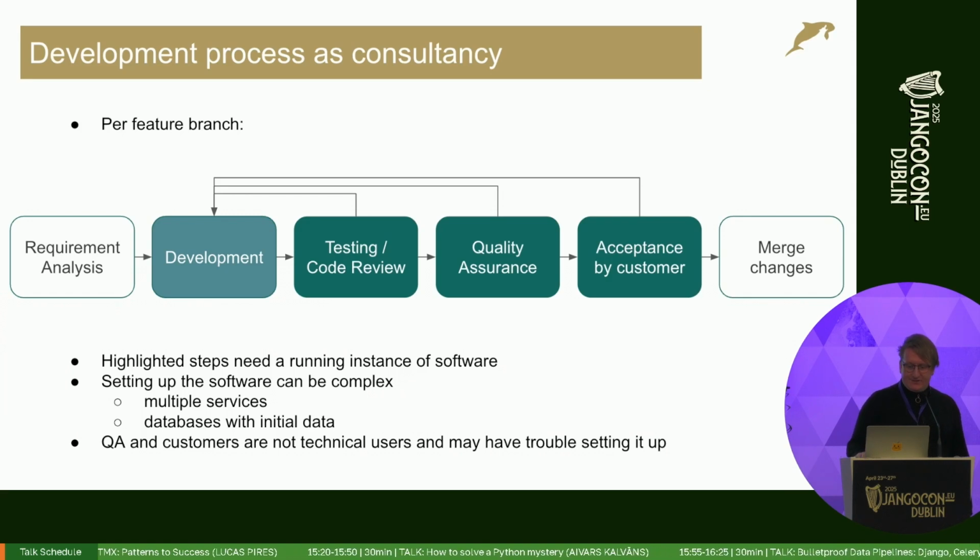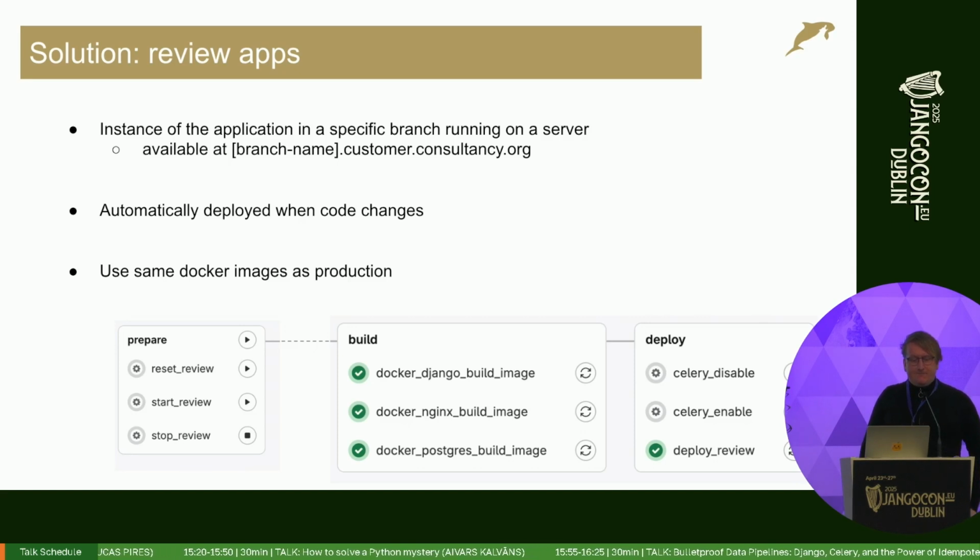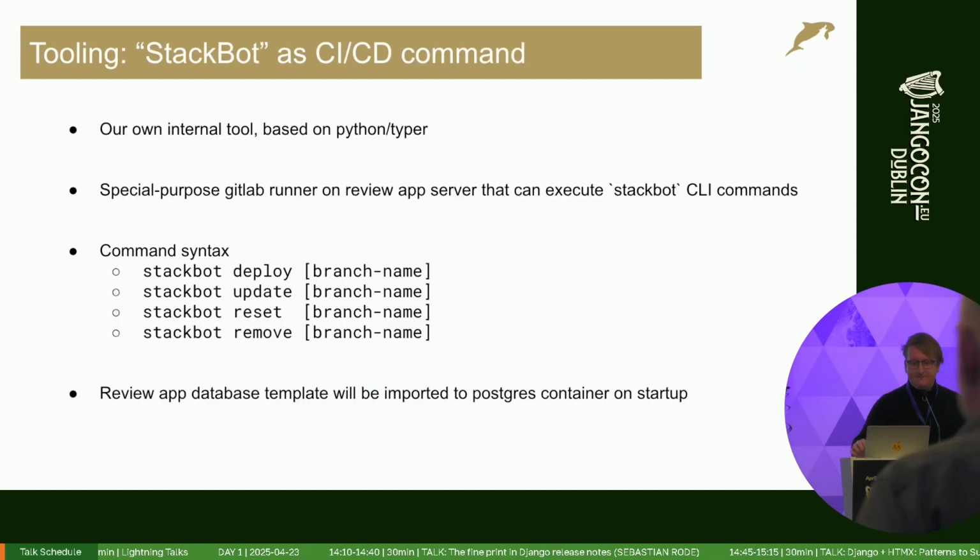And this is why we use review apps. A review app is an instance of the application that is for a specific branch and running on a server that is available for ourselves and also for our customers. So this is usually available at some domain that is based on the branch name. And this automatically gets deployed whenever we change the code and uses basically the same Docker images we use anyways for production. And the special thing here is that we just built the images anyway, so we can also use them for this quality assurance process.